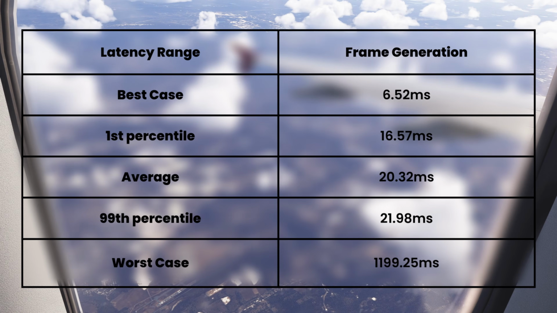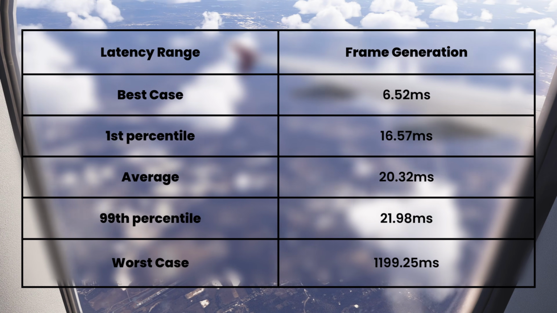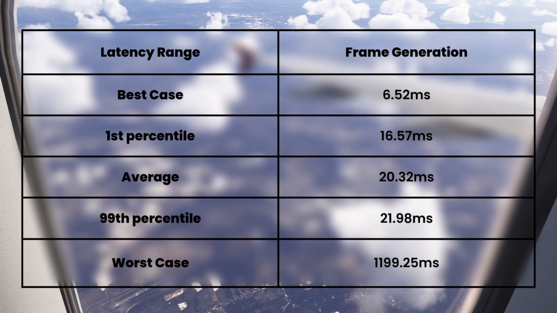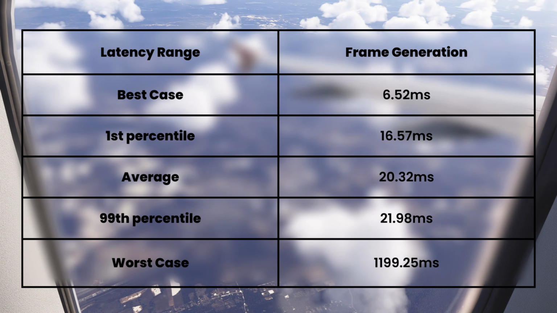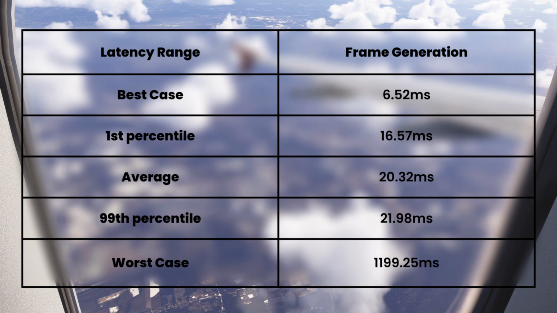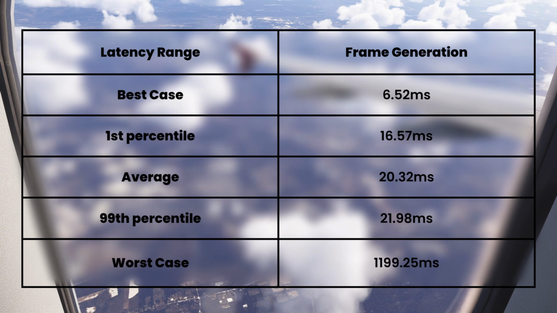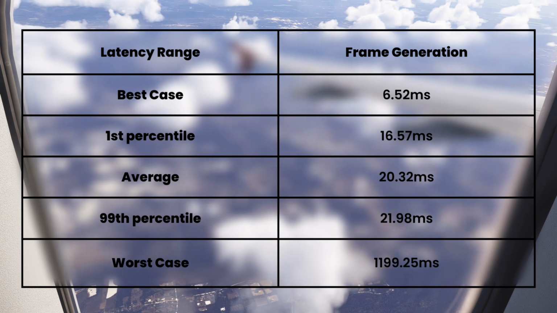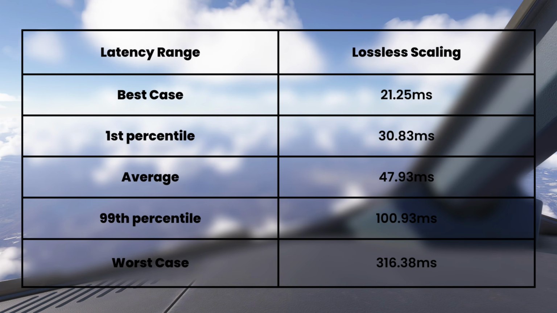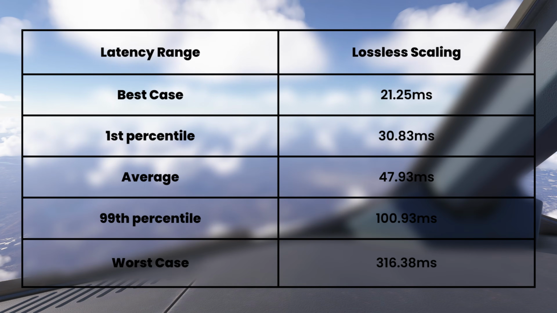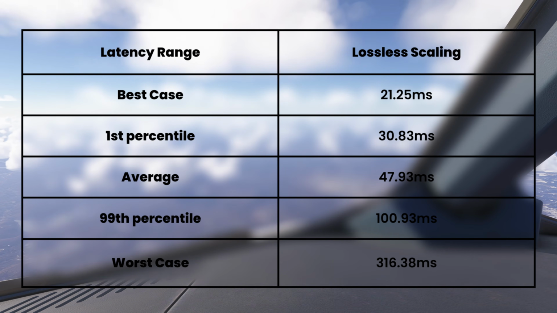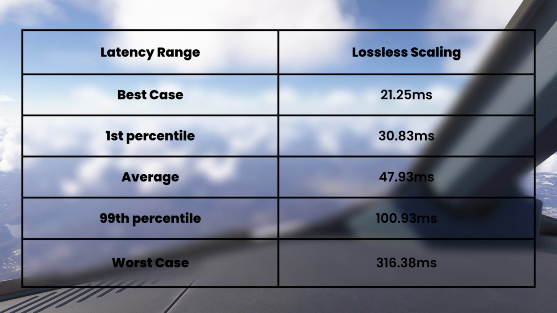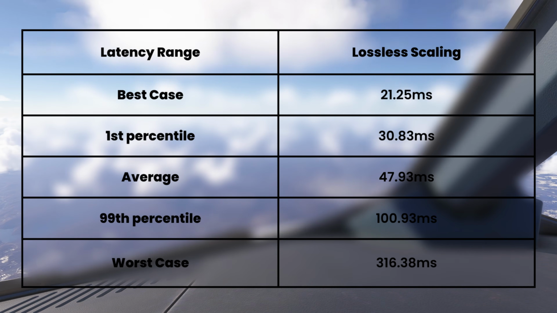While it could achieve impressively low latency with an average of 20.32 milliseconds and dropping as low as 6.52 milliseconds in best case scenarios, we recorded spikes of up to 1199.25 milliseconds. That's almost a 1.2 second delay. Lossless, on the other hand, despite having a much higher average of 47.93 milliseconds, maintained a much more consistent range. Latency never dropped below 21.25 milliseconds or exceeded 316.38 milliseconds during the worst spikes.